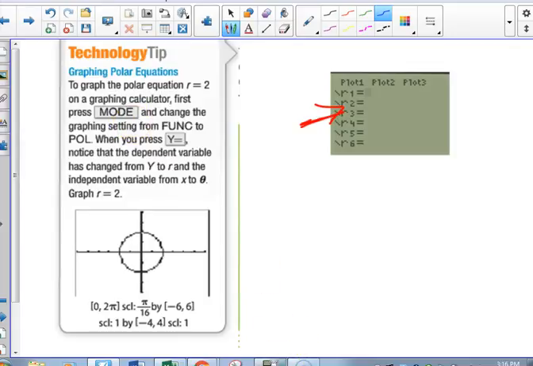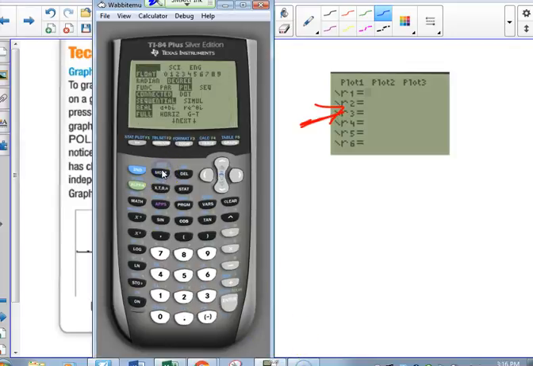Go to mode. And I want you to be in radians this time. And then go down, and we did function mode most of the year. Then we spent a few days in parametric mode, sorry. Now we're going over to polar mode. Now go to your y equals, and you get some crazy r's, yes?